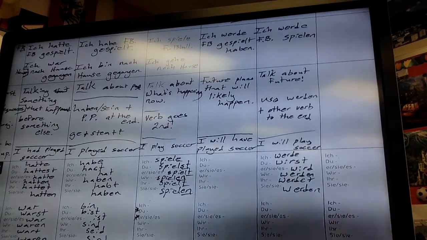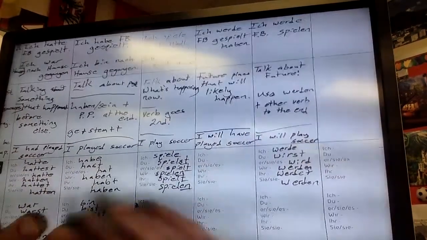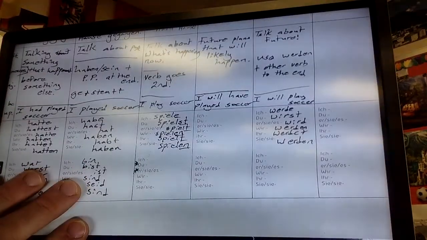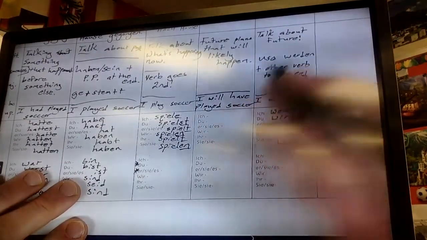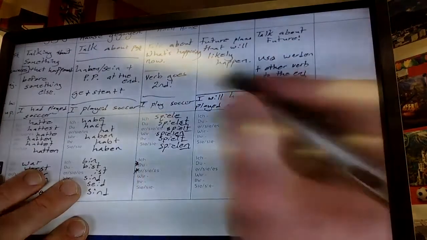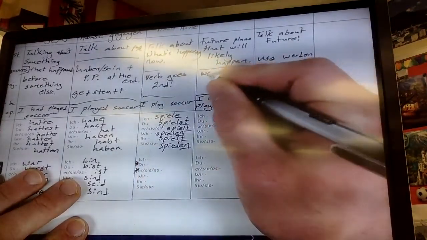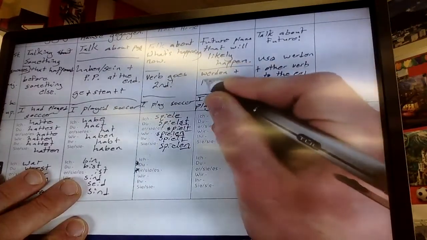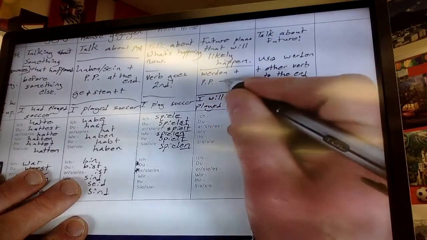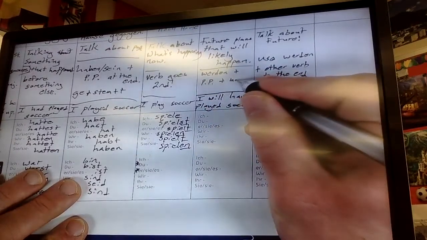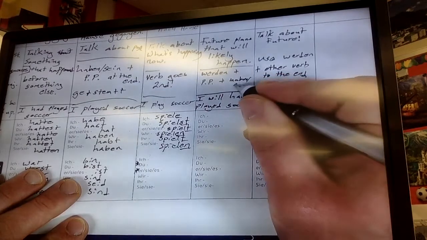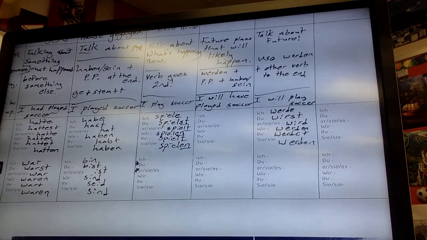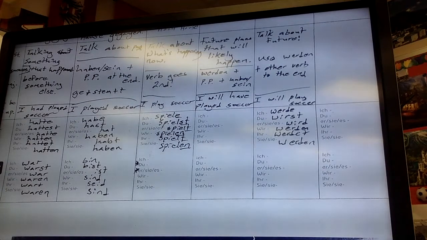Okay, so we'll just do the one example. We do need to conjugate werden plus past participle plus haben or sein. We're so close to done.